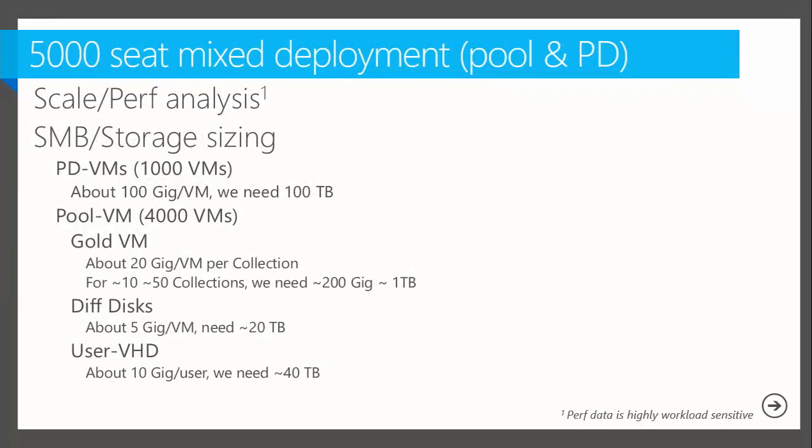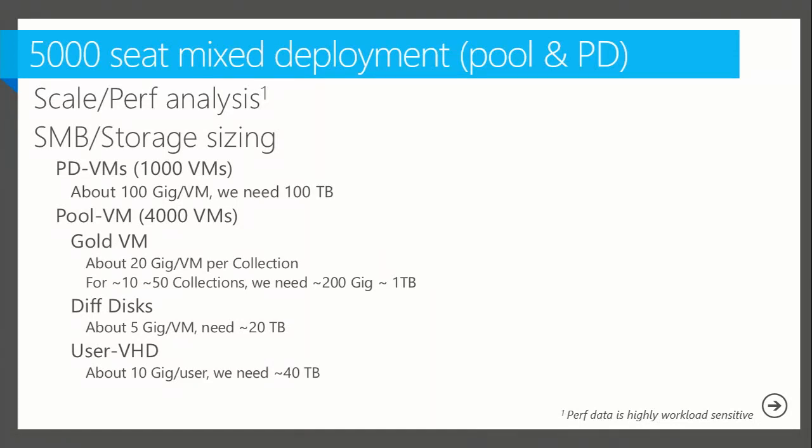Sizing of the central storage for PDs is going to be more expensive. In our internal self-hosting, we started with 40 gig deployments per user. People ran out of space in no time. So now we're recommending 100 gig per user, and that says 100 terabyte just for the 1,000 users you have.